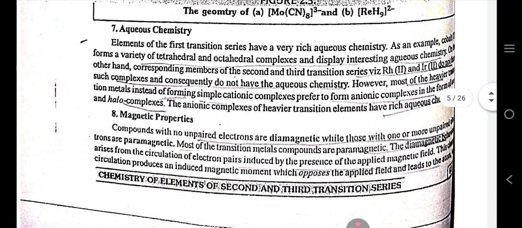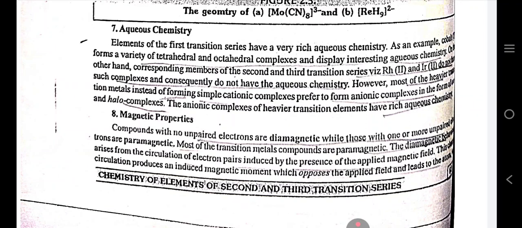Aqueous chemistry. Elements of the first transition series have a very rich aqueous chemistry. As an example, cobalt forms a variety of tetrahedral and octahedral complexes and displays interesting aqueous chemistry. On the other hand, the corresponding members of the second and third transition series do not form such complexes and consequently do not have the aqueous chemistry. However, most of the heavier metals, instead of forming simple cationic complexes, prefer to form anionic complexes in the form of oxo and halo complexes. The anionic complexes of heavier transition elements have rich aqueous chemistry.